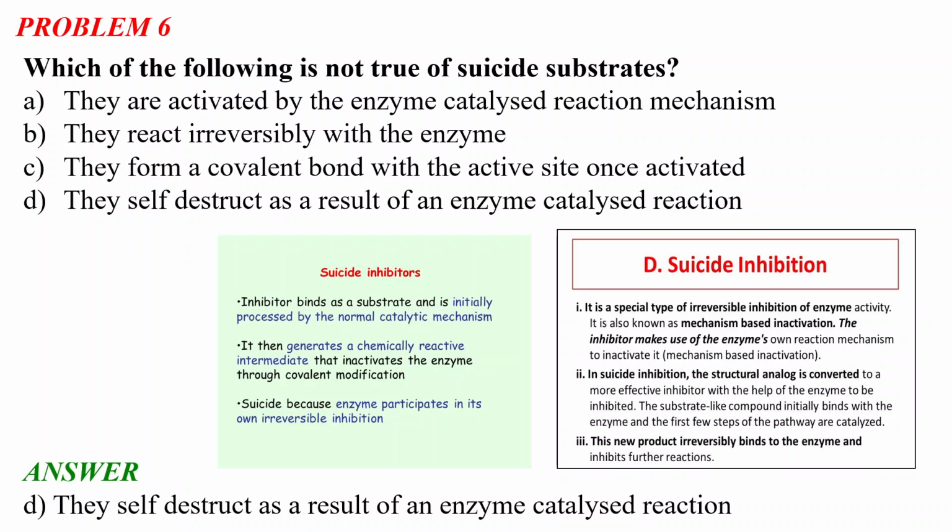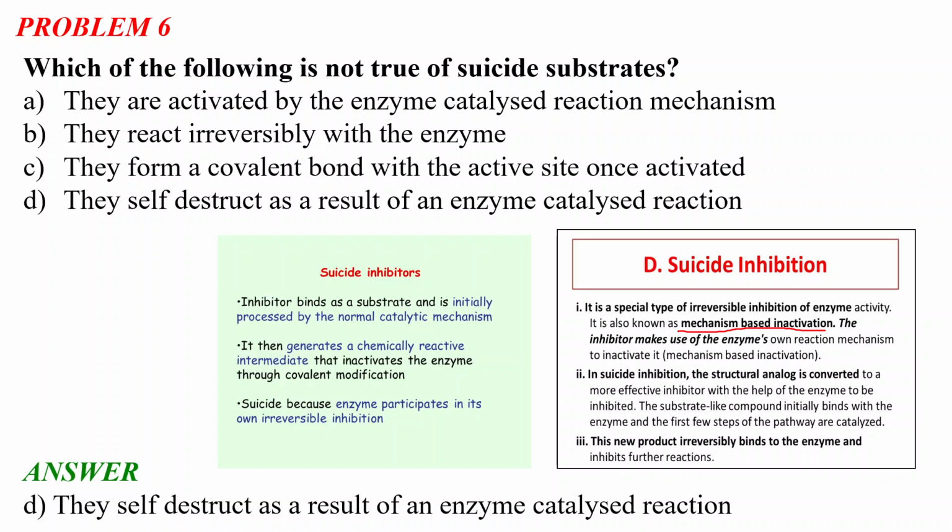And suicide inhibition is a special type of irreversible inhibition of enzyme activity. It is also known as mechanism based inactivation. So, this term is very important. You can be given a question like: what is mechanism based inactivation? So, you have to remember it is nothing but suicide inhibition. Okay. So, the inhibitor makes use of the enzyme's own reaction mechanism to inactivate it. So, that is why it is called mechanism based inactivation.